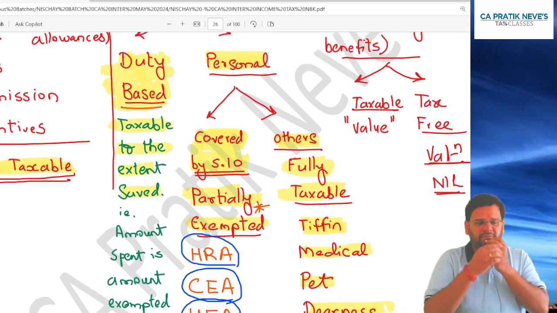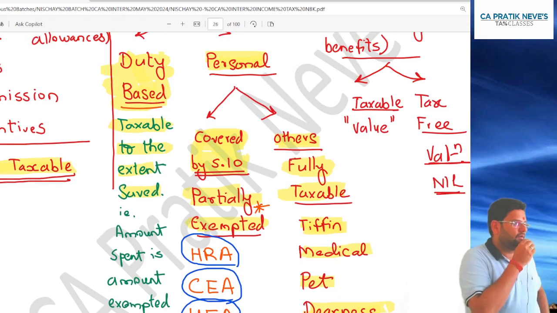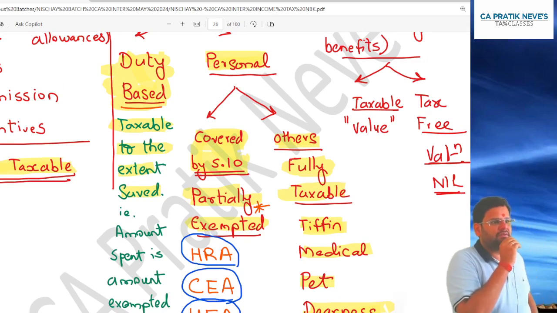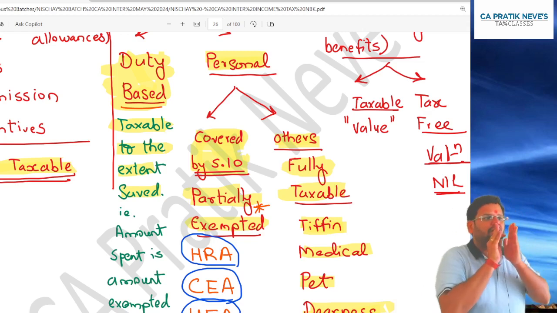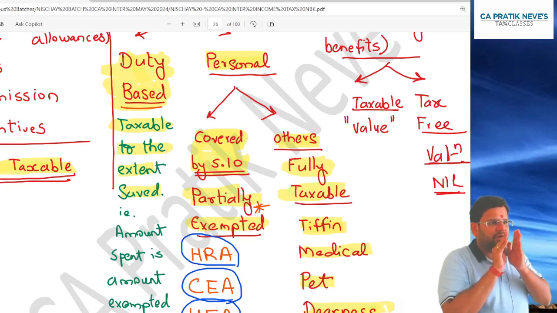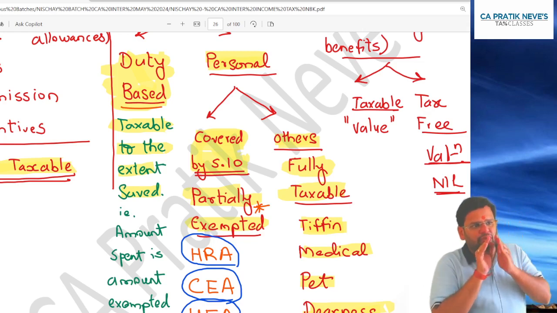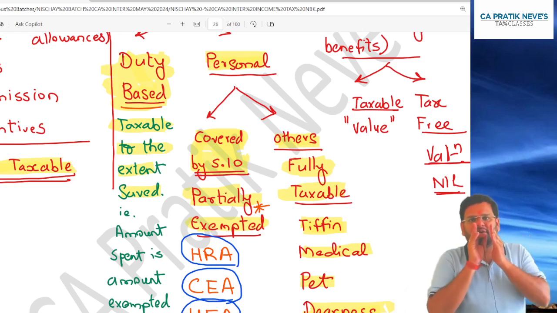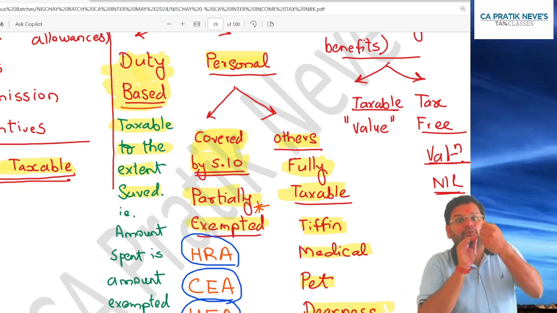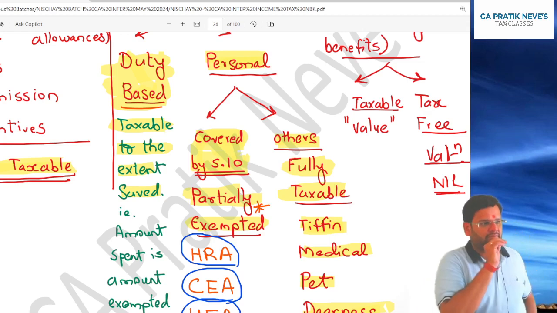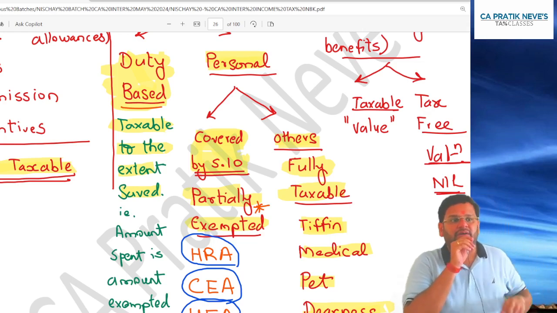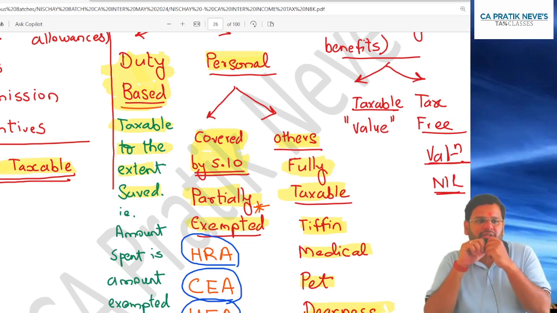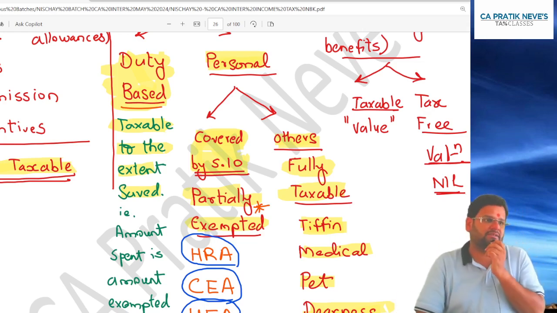Do this table sincerely. Monetary benefits, fully taxable. Allowances divide into two categories: duty based and personal. Duty based, exempt up to the amount spent. Personal, divided in two categories: those which are covered by section 10 get partial exemption, others are fully taxable.